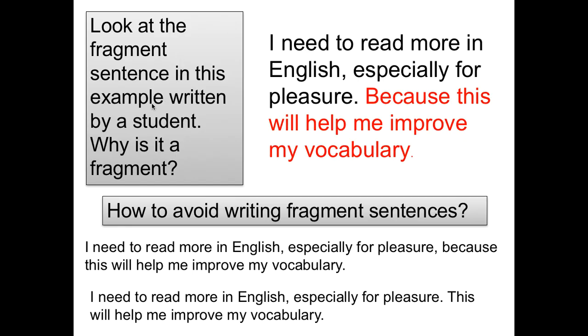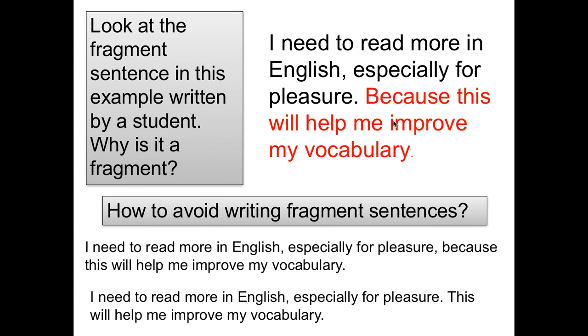Okay, so this is a fragment sentence that was written by one of my students. Why is it a fragment? Well, what you have here are two essentially complete thoughts, complete sentences, that have a confusing word, which turns this into an incomplete sentence. How to better describe? Well, let's look at the first part. I need to read more in English, especially for pleasure. Do we have a subject and a verb? I need to read. Yes, we absolutely do. So indeed, this portion is a complete sentence, or what we often refer to as an independent clause.